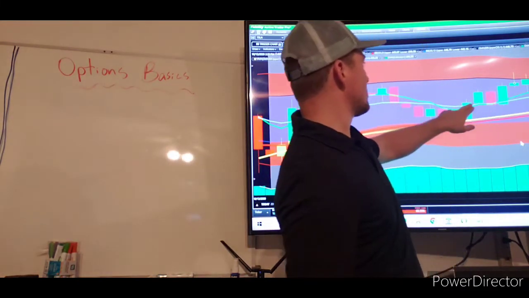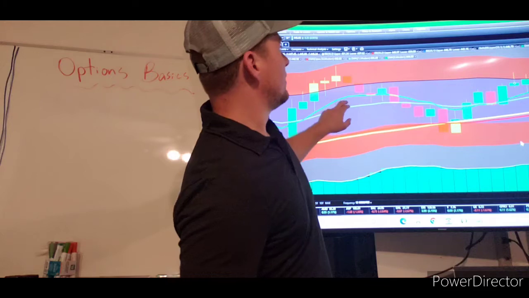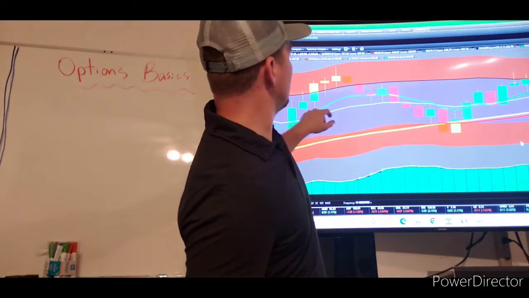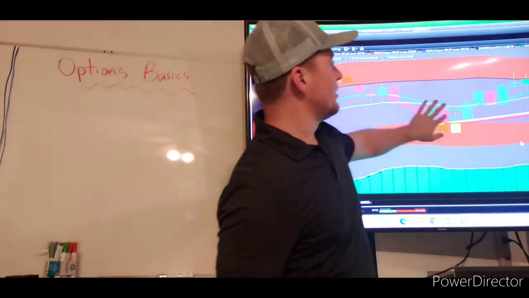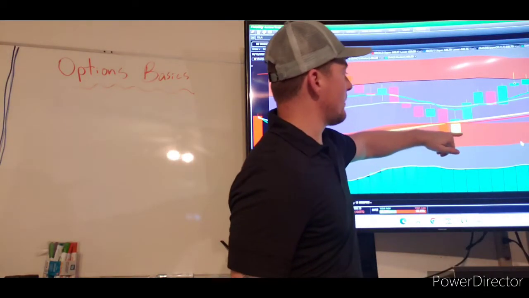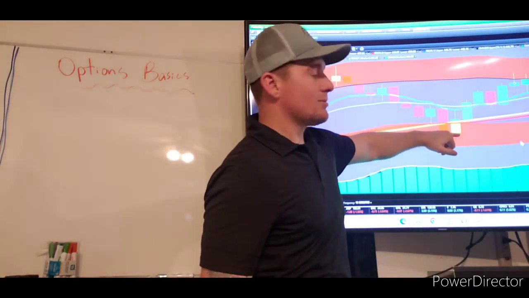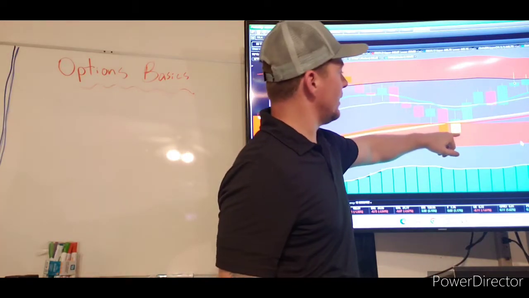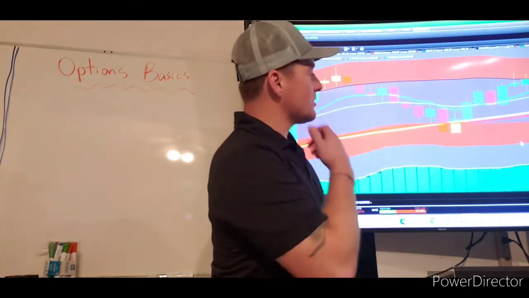Then I have the shorter term 9 and 21 EMAs here. So you kind of see where they're respecting the levels, right? But right here, once it dropped below that 50 range, buyers were like, you know what, let's push this back up, man. We don't want to see it go down anymore.